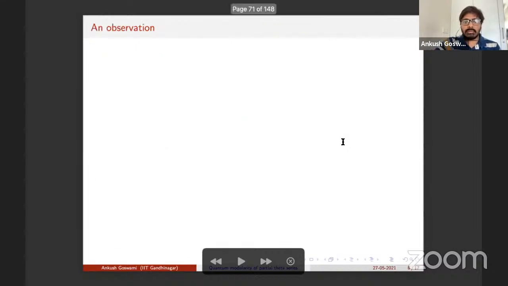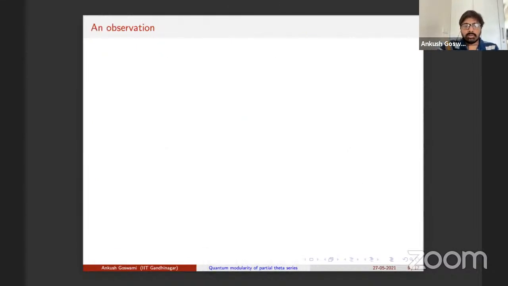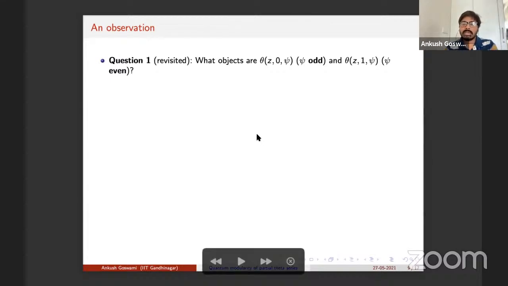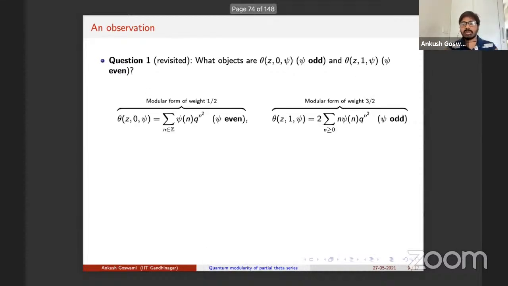Okay, so now an observation. Let us go back to question 1. In question 1, I asked what are the objects theta of z comma 0 comma psi when psi is odd, and what is theta of z comma 1 comma psi when psi is even. So when psi is even, the first one gives you a modular form of weight 1/2, and when psi is odd, the second one gives you a modular form of weight 3/2 by the result of Shimura. This is what you get.